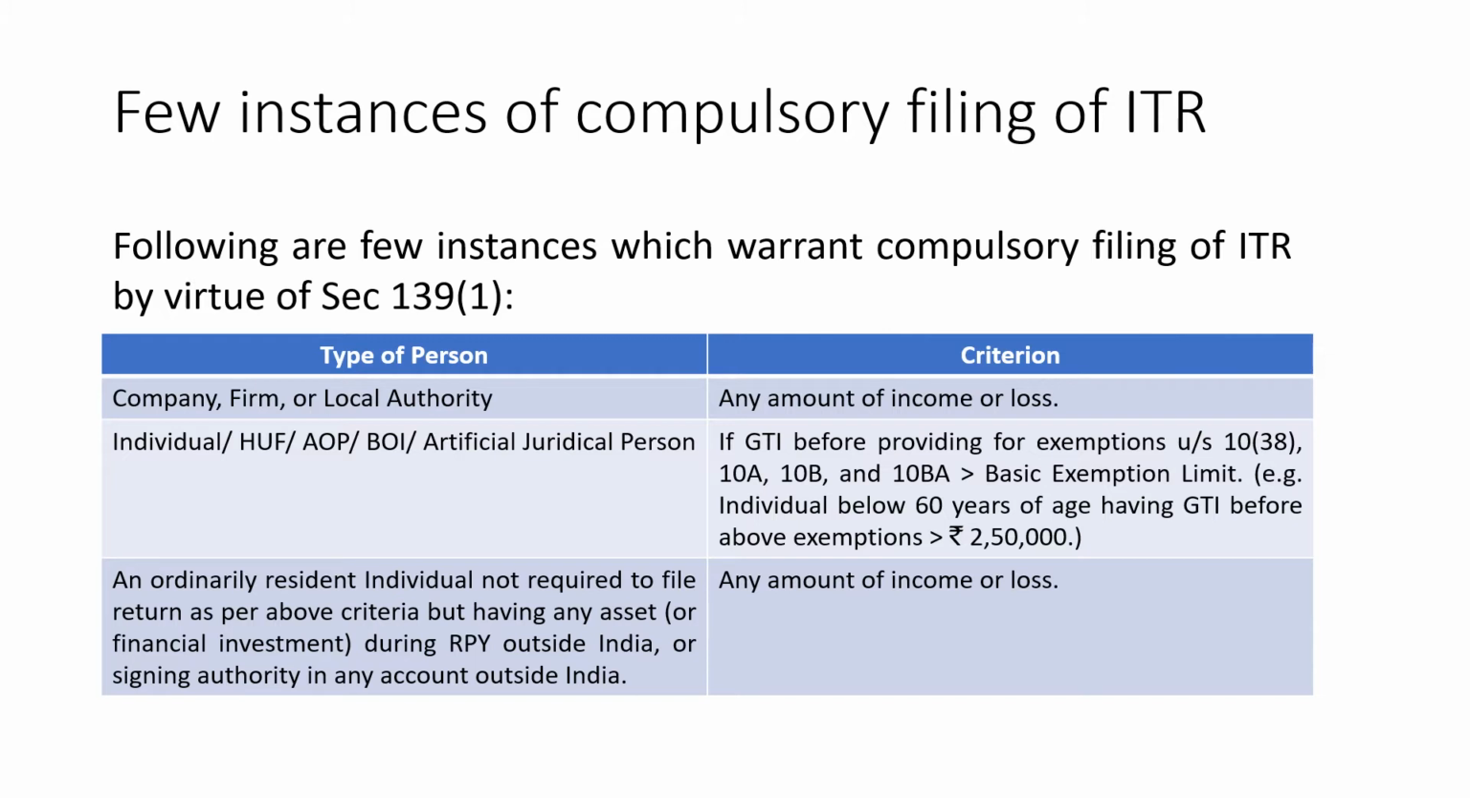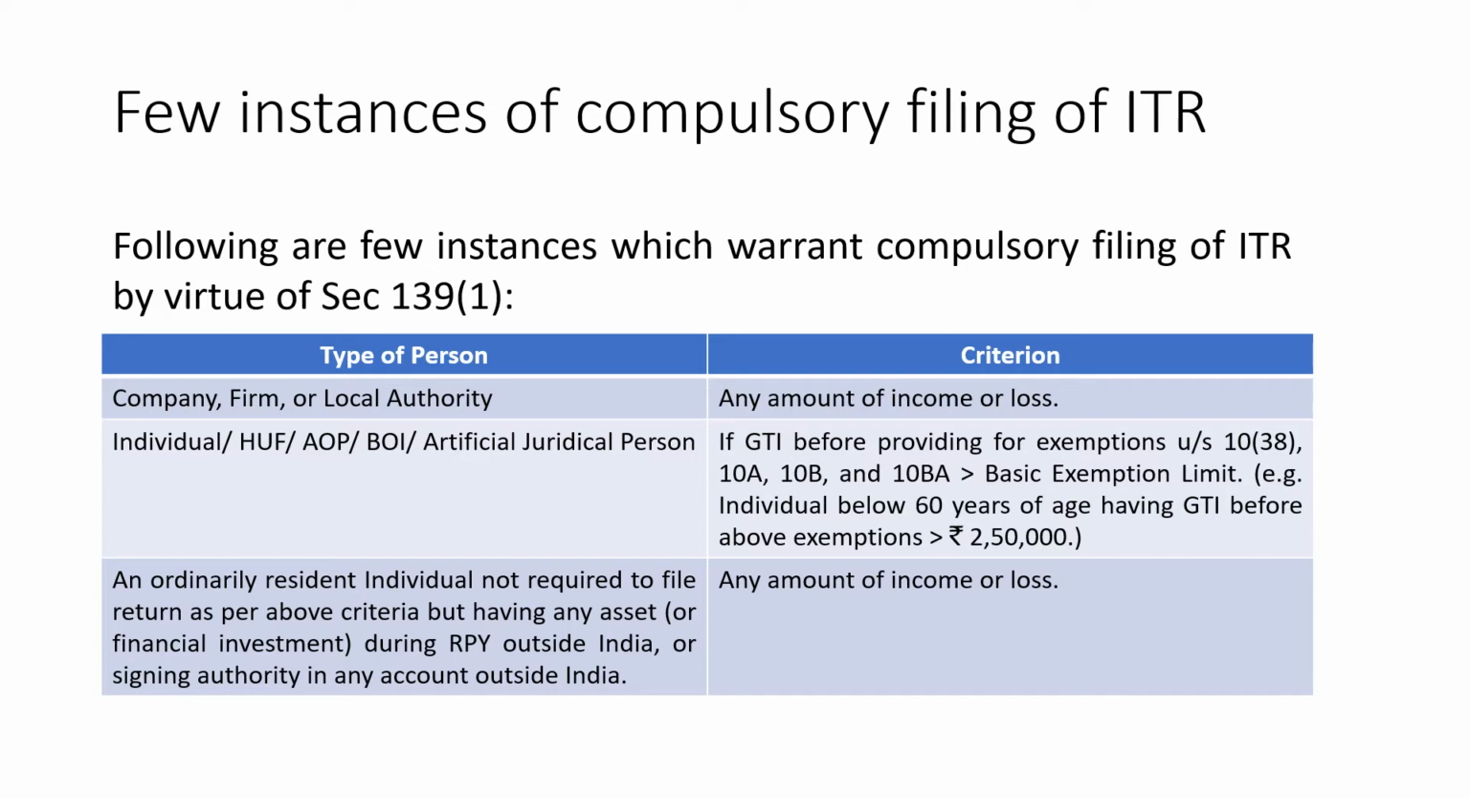For individual assessees or Hindu undivided families or AOP BOIs or any artificial juridical person, if the gross total income before providing for exemptions under section 10(38), 10A, 10B and 10BA exceeds the basic exemption limit, filing of an income tax return becomes customary.